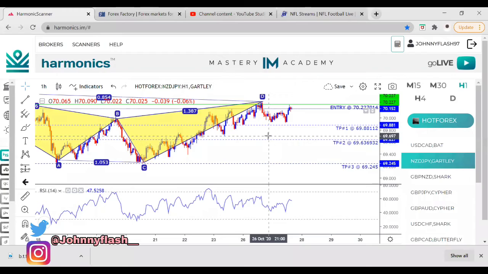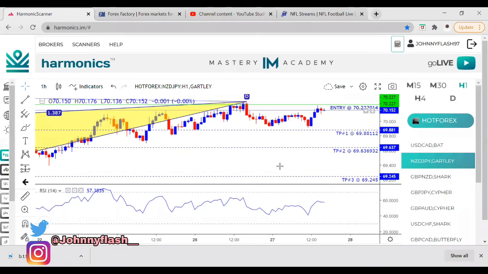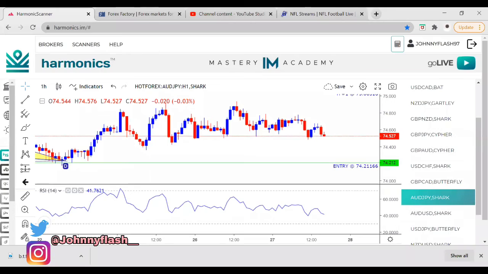Another beautiful setup, same situation. D is at the top, and what do we want? A red candle below this green line, like this. Boom, we got it. It came down and dropped into TP, started floating around, came down again, tried to hit it again, and now it's floating around our entry. So if you didn't get into this trade, you can still get into this trade and make money on this trade. And then currently, we are in AUDJPY.